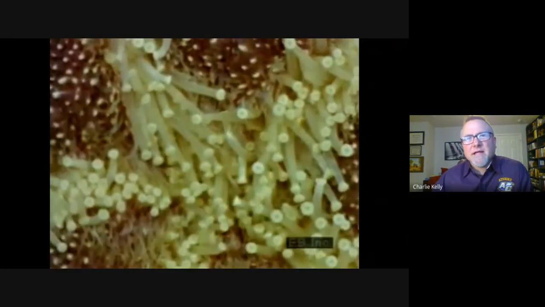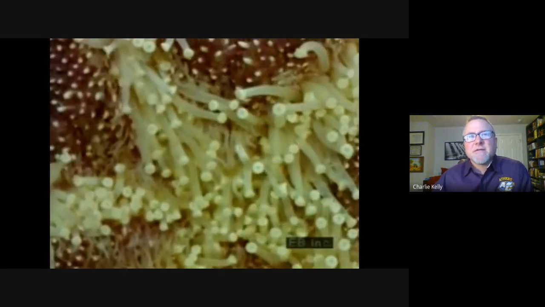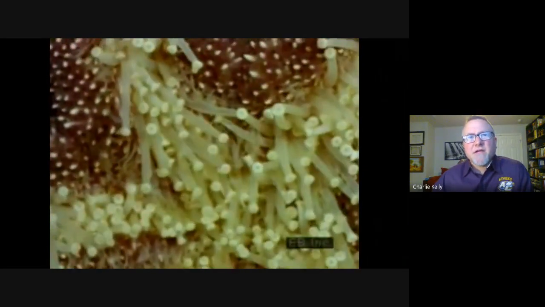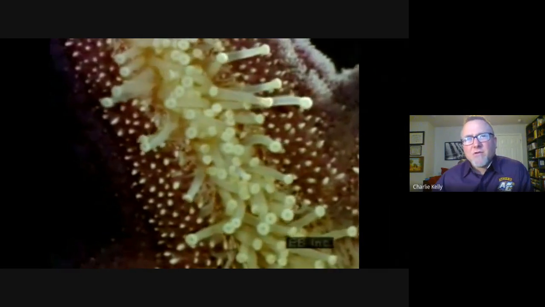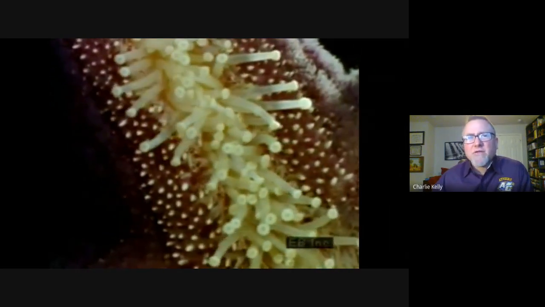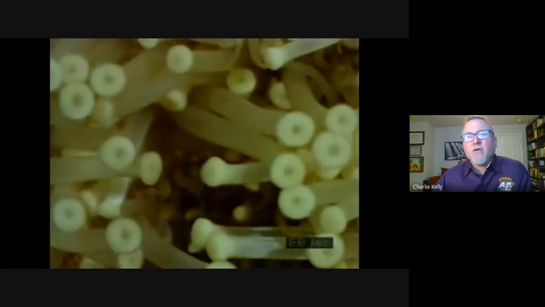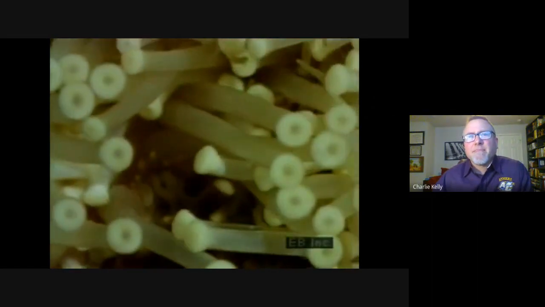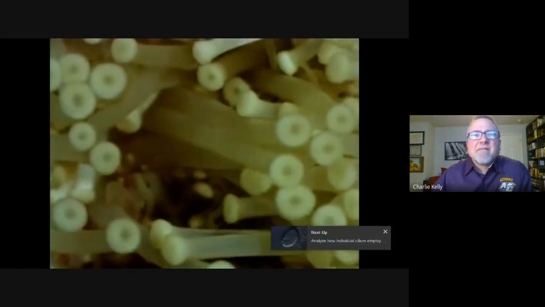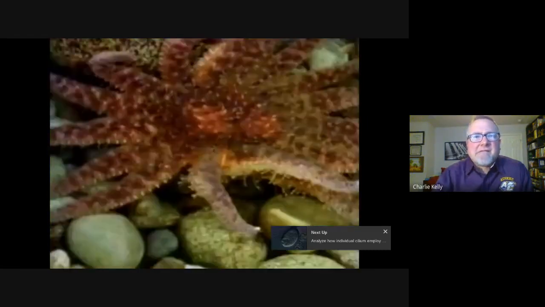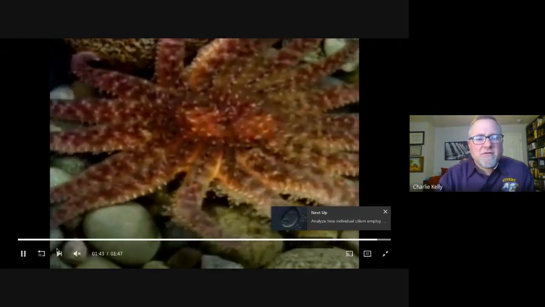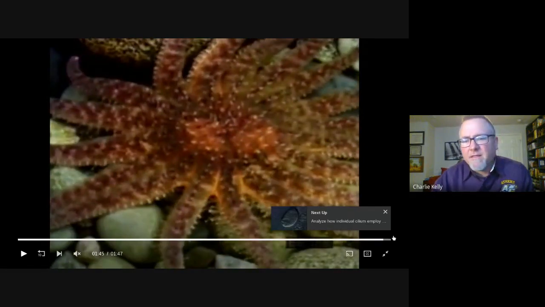Amazing, the design we see in this, and such a variety of design. Tube feet enable the starfish to grasp and manipulate prey and to cling to rocks and other hard surfaces as it creeps along. All right, so there's one fascinating creature for you.